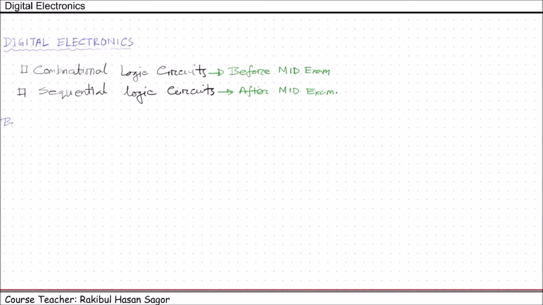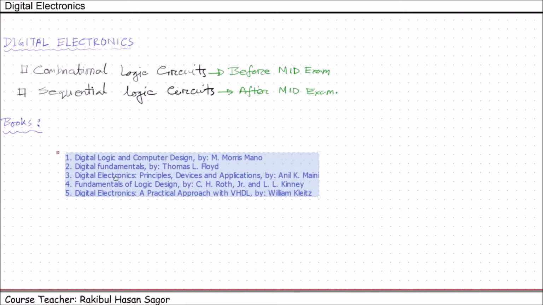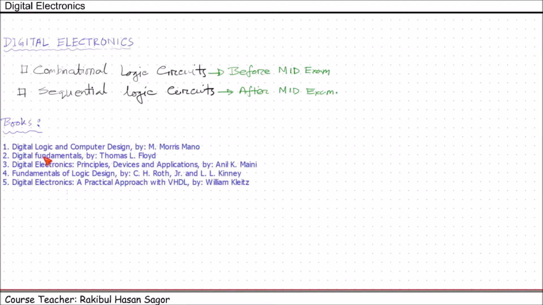Next, the books. The books that I'm going to follow to cover this course are, these are the names of the books: Digital Logic and Computer Design by Maurice Mano. This will be our textbook, and all other books that you can see: Digital Fundamentals by Thomas L. Floyd, Digital Electronics Principles, Devices and Applications by Anil K. Maini, Fundamentals of Logic Design by C.H. Roth and L.L. Kinney, Digital Electronics, A Practical Approach with VHDL by William Clates. All these books are supporting books.